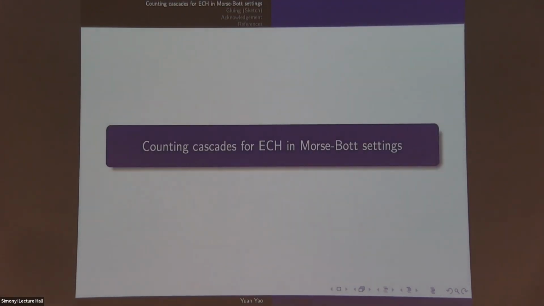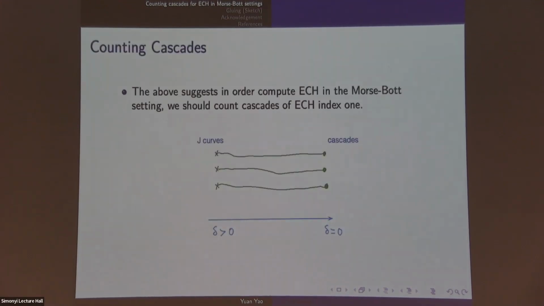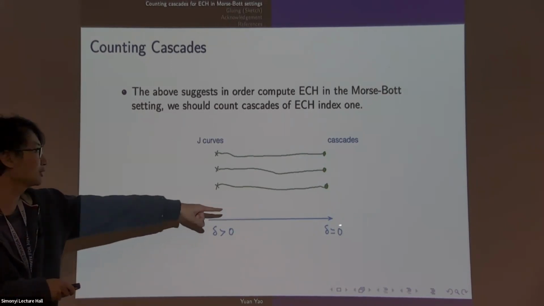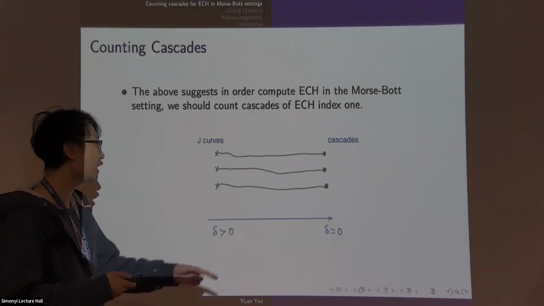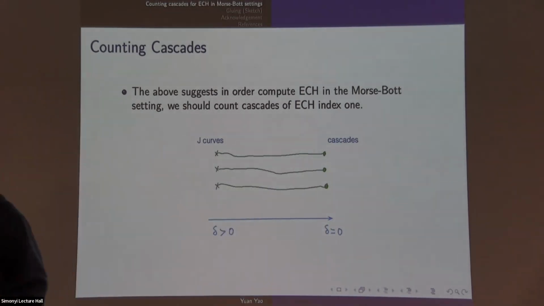Okay, so holomorphic curves degenerate into cascades. So if you want to compute ECH in the Morse-Bott setting, we want to count cascades of ECH index 1. The notion of an ECH index is more or less a topological notion, so you can make sense of it for cascades. So the dream picture will be something like this. When delta is positive, you have these holomorphic curves, and as you degenerate to delta equals 0, they degenerate in a one-to-one fashion into these cascades. So to compute the chain complex, you can just count these cascades.